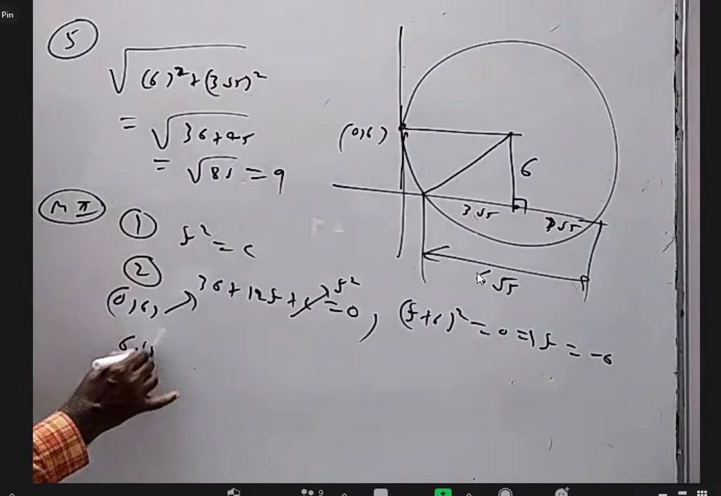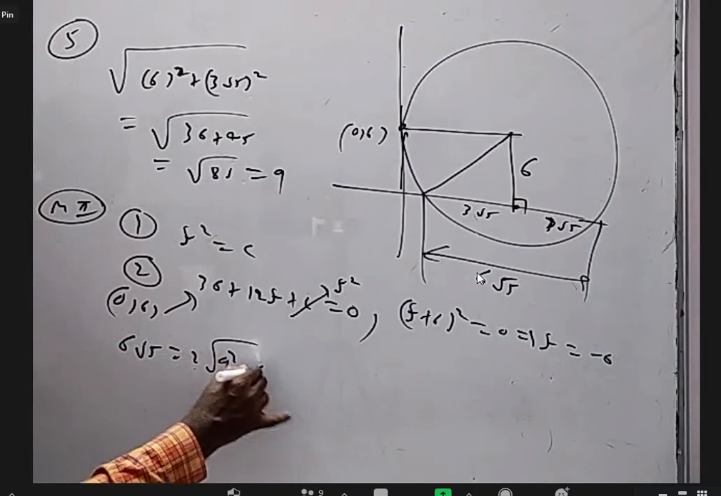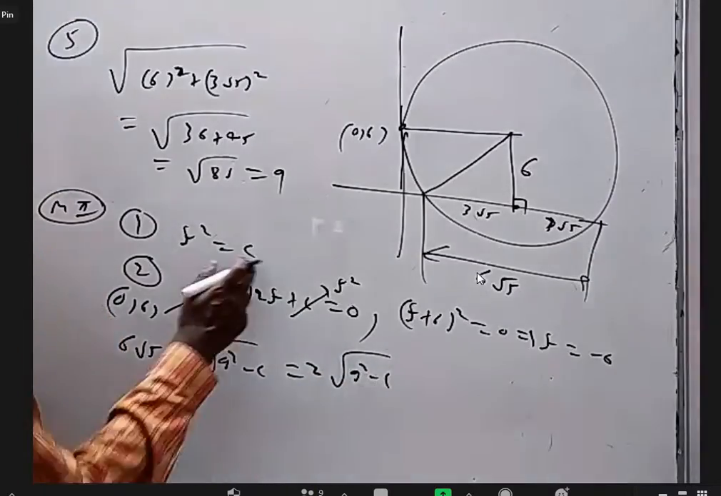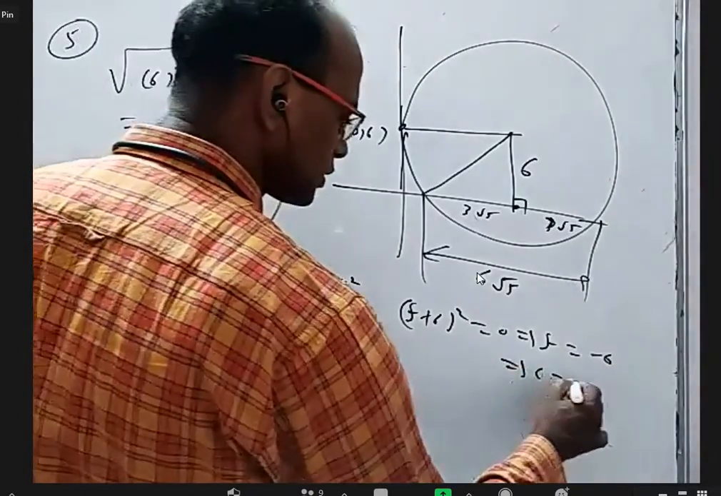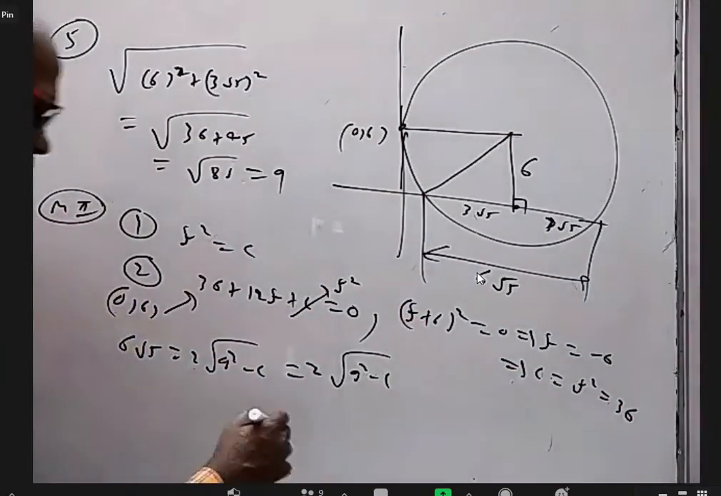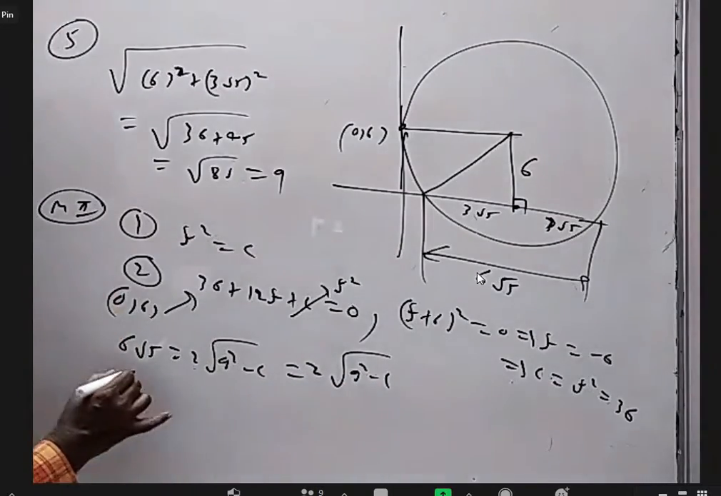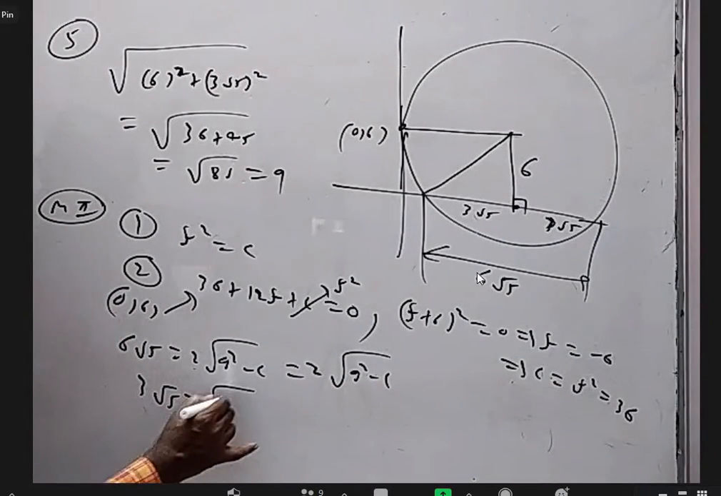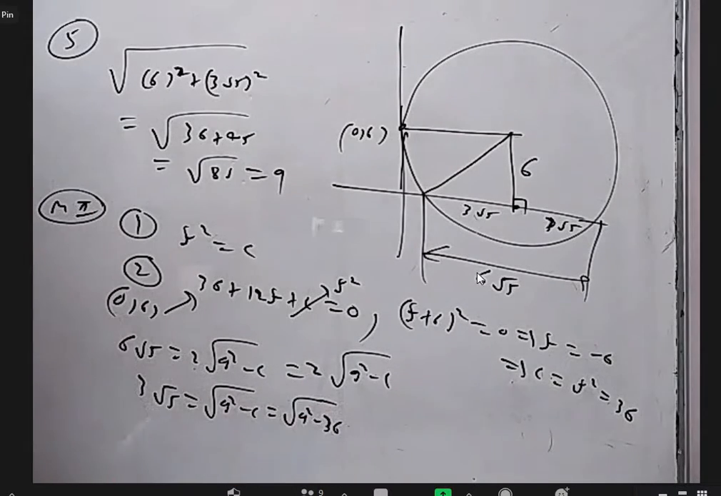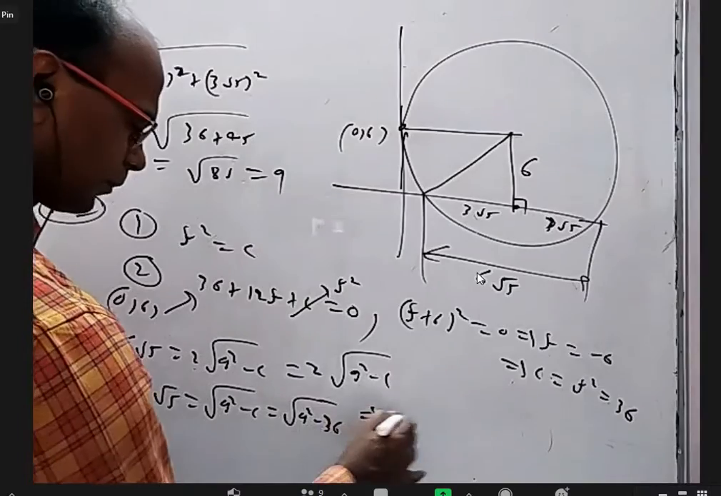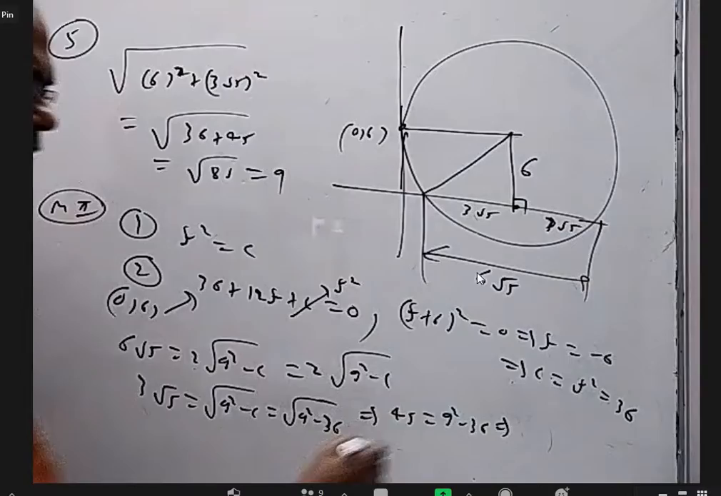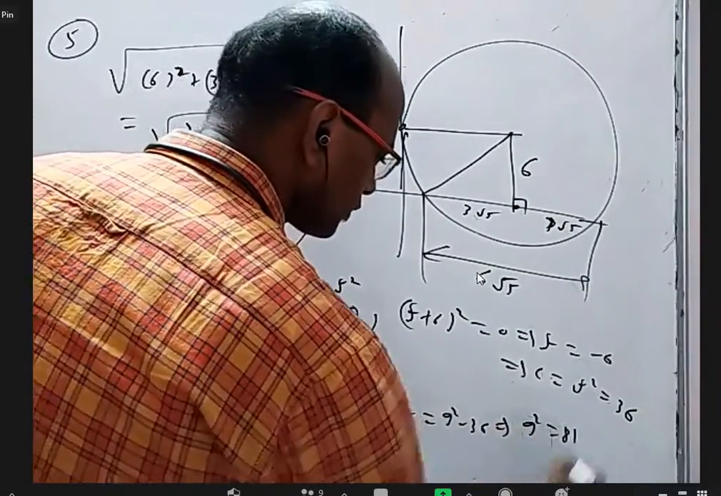Next, 6 root 5 is 2 root (g square minus c), the formula for x-intercept. What is c? c is f square, so c is equal to f square equal to 36. If you put 36 in the place of c and cancel 2 here, 3 root 5 is equal to root over (g square minus c), which is g square minus 36. 9 fives are 45, so 45 equal to g square minus 36. You'll get g square equal to 81.